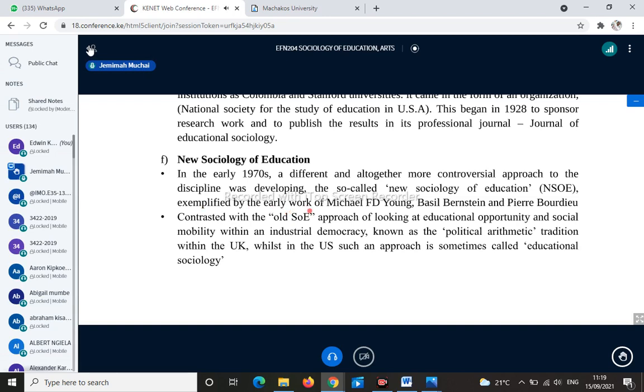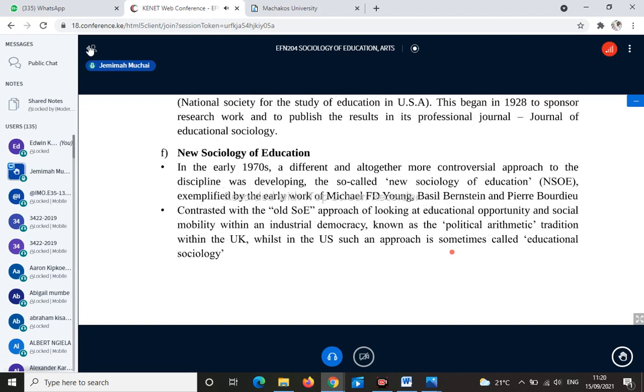Exemplified by the early work of Michael F. D. Young, Basil Bernstein, and Pierre Bourdieu, contrasted with the old sociology of education approach of looking at educational opportunity and social mobility within an industrialized democracy known as the political arithmetic tradition within the UK, whilst in the US such an approach is sometimes called educational sociology. So the old approach was looking at educational opportunity and social mobility within the industrial democracy.